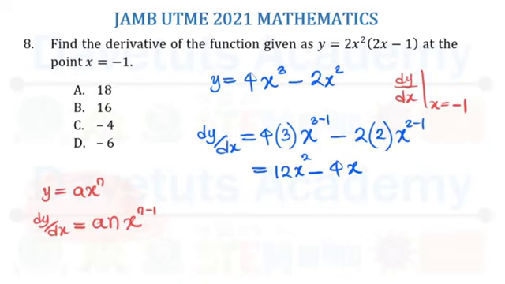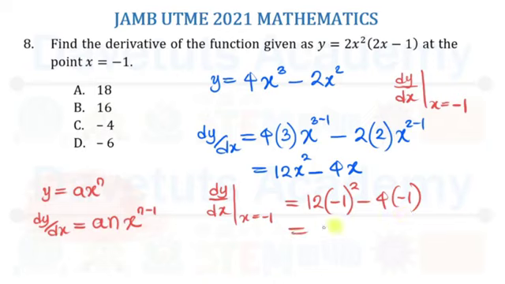So that is dy/dx, but we are asked dy/dx when x is minus 1. So dy/dx when x is minus 1 is going to be the same equation, but now instead of putting x, we put minus 1 over 12, then minus 4 multiplied by minus 1. Be careful with your sign. Minus 1 raised to power 2 is 1, so we have 12 here. But minus 4 times minus 1, the negative sign will multiply to be plus, then we have 4. So this is 12 plus 4, which is 16. So option B is the correct answer.